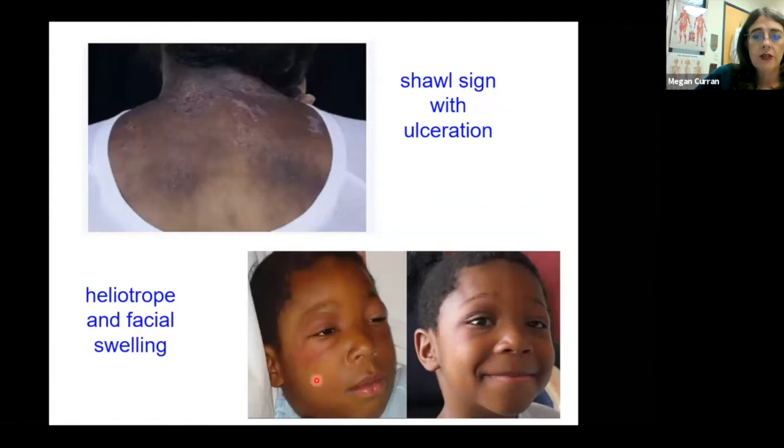Patients can get rashes on their necks, their chest, their back. This is over the patient's back, which is called a shawl sign, and this patient has some areas of ulceration where the skin is kind of broken open. And this little boy has a heliotrope rash around his eyes, but he also has facial swelling that you can see when you look back at a picture of him previously. So some patients can develop swelling of the skin.